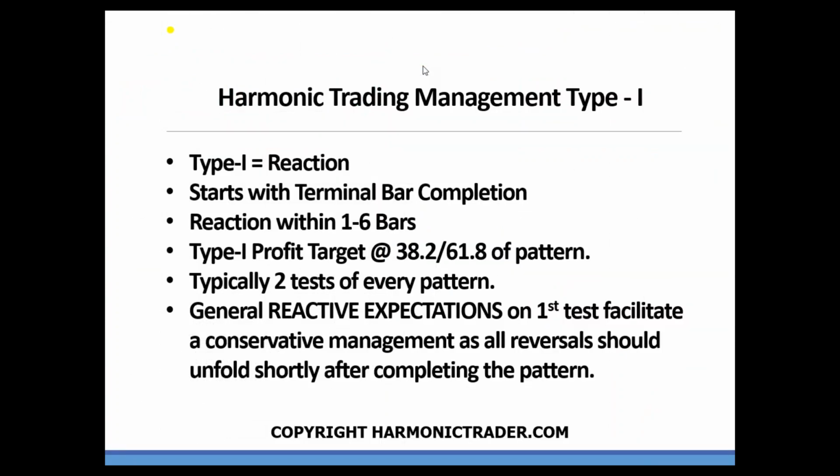Now, the harmonic trading management of a type 1 situation, again, is all about expecting a reaction. As soon as that terminal bar completes, we're looking for the reaction within 1 to 6 price bars thereafter. Our typical type 1 profit target is a 382, but we can also include as high as a 618. Remember, again, we're looking for 2 tests of every pattern. So the first test, we're going to capture that reaction. This general reactive expectation on the first test facilitates a conservative management, as all the reversals should unfold shortly after completing the pattern.